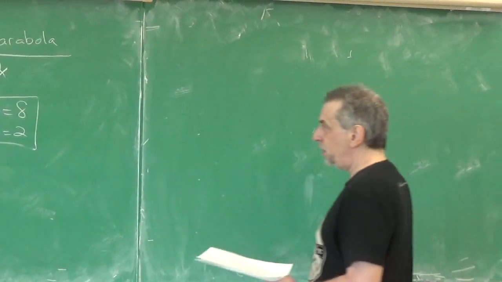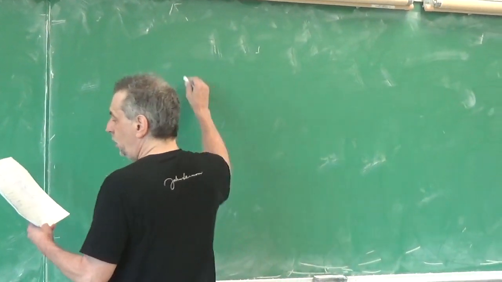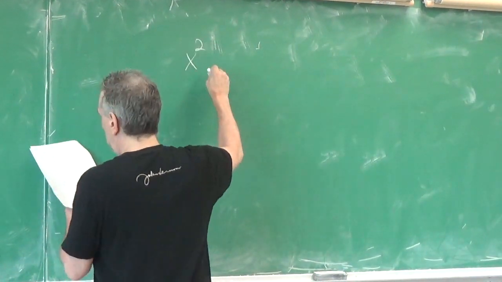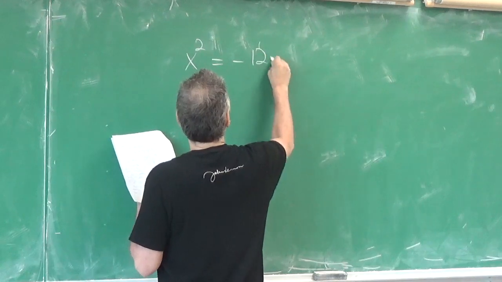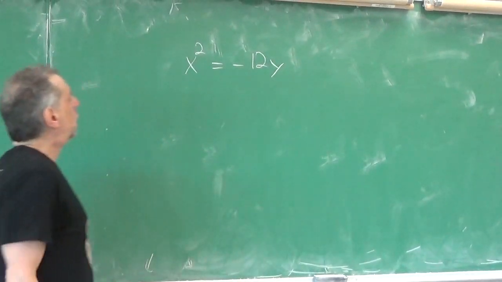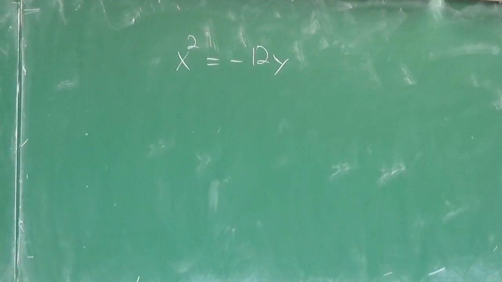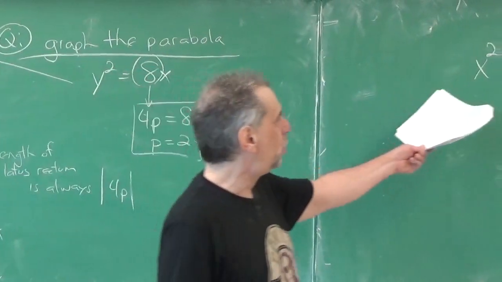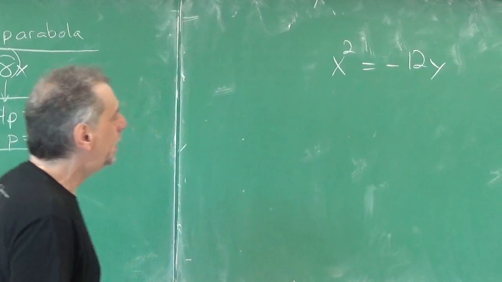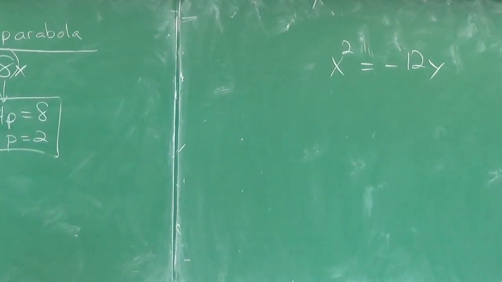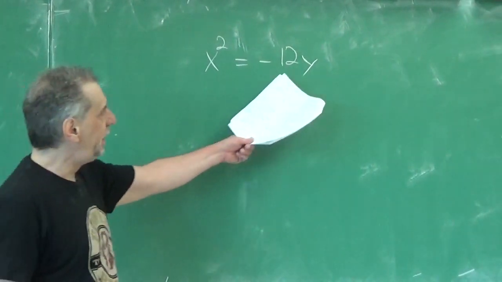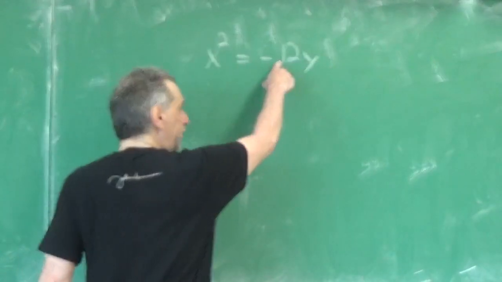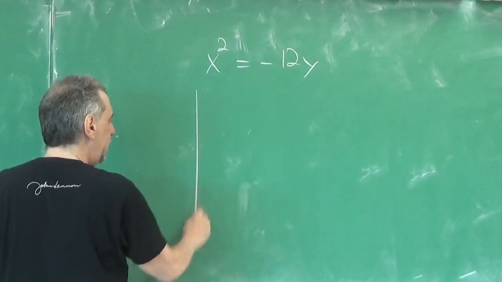All right, so same question. Graph this parabola. Notice this one had the y squared and the x to the first. This is the opposite, where the x is squared and the y is raised to the first. Here the value in front of the y value is negative. So this tells us that it's going to be a parabola.